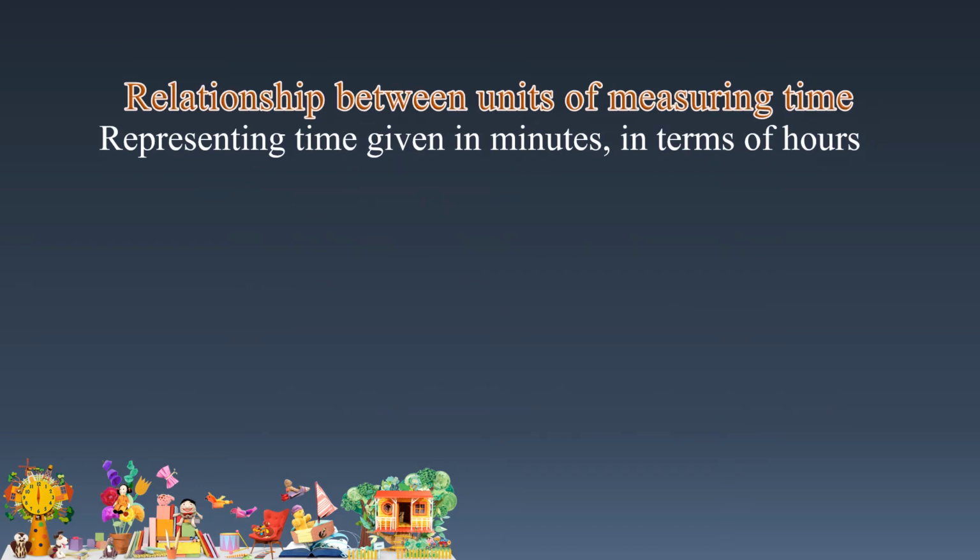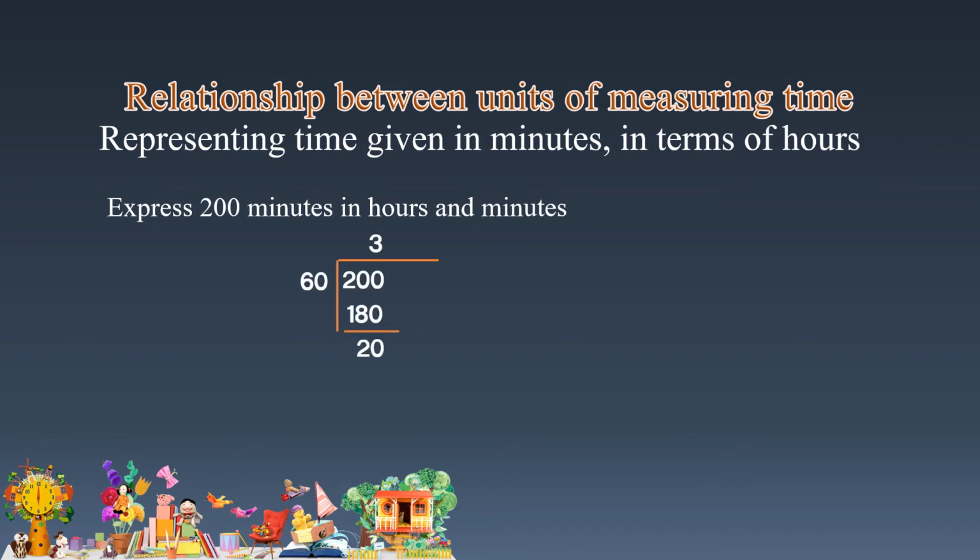Let's move on to another example. Express 200 minutes in hours and minutes. So how to find the answer for this? Once again, I'm going to divide 200 minutes by 60. So I'm going to use the long division method here. 200 divided by 60. So for 200, I have got 3 60s. Therefore, 60 times 3 is 180. 20 remains. So I can easily go for an answer. 3 hours, 20 minutes are there in 200 minutes.